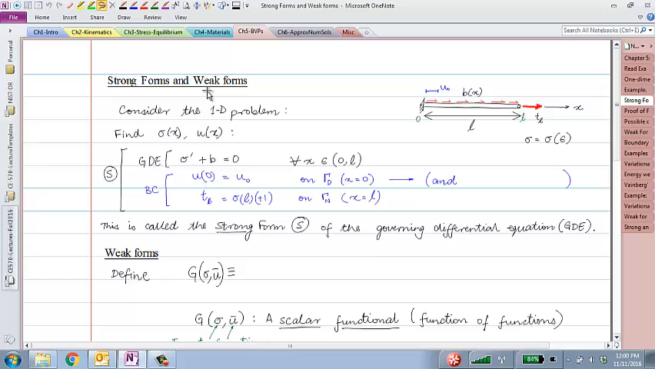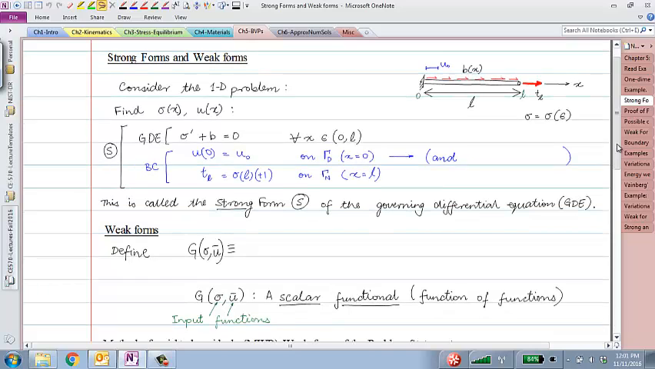So what we did just now was solve what is also called the strong form of the problem. This was the governing equation, the equilibrium equation. I had the two boundary conditions: left hand displacement specified, right hand traction, and some body forces. I know how to solve this exactly.